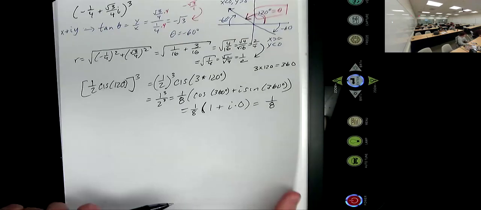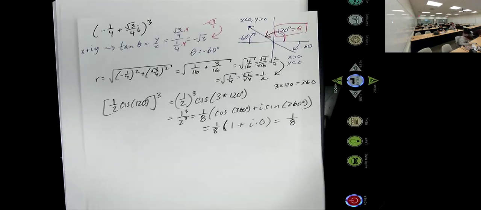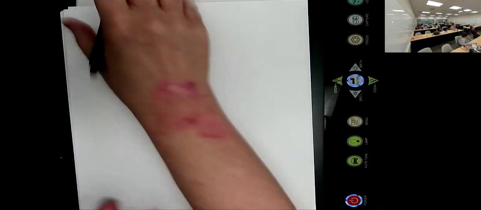Let's continue. I'm gonna use a new page because it takes a minute to write. Let's find the 3 cube roots of -8.